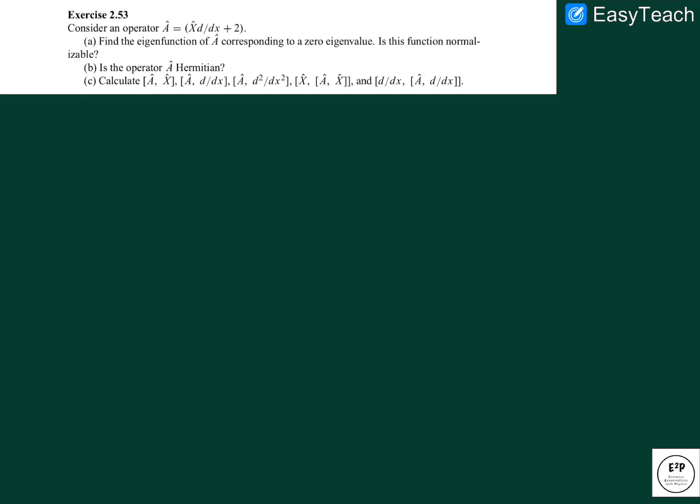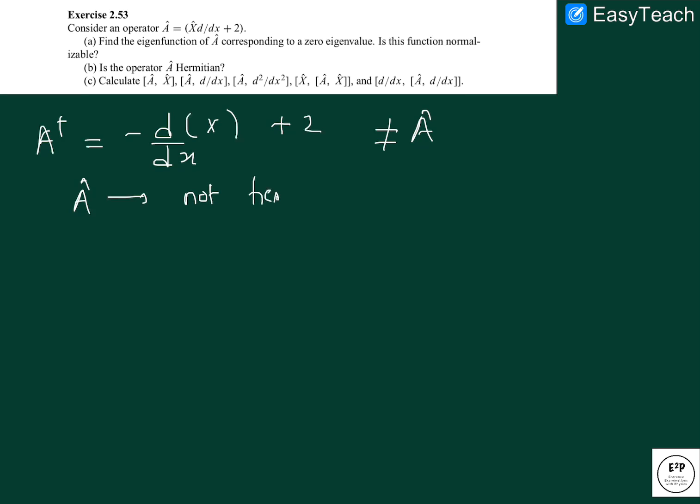Now the final result of a dagger is minus d by dx x plus 2, which is in no way equal to a cap. So operator a cap is not a Hermitian operator.